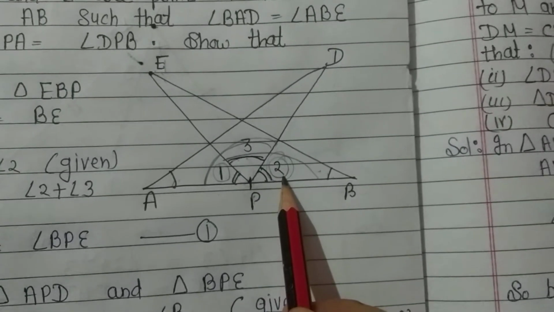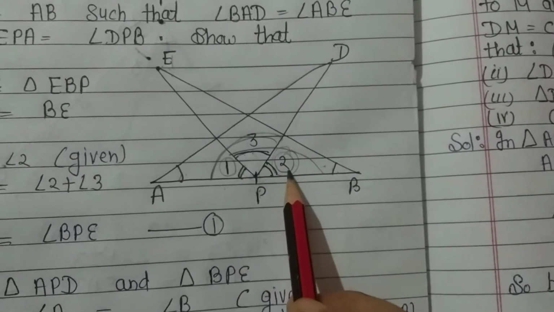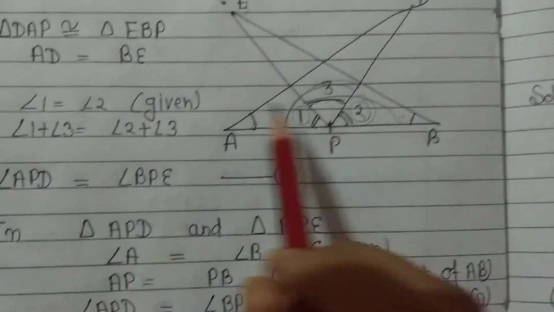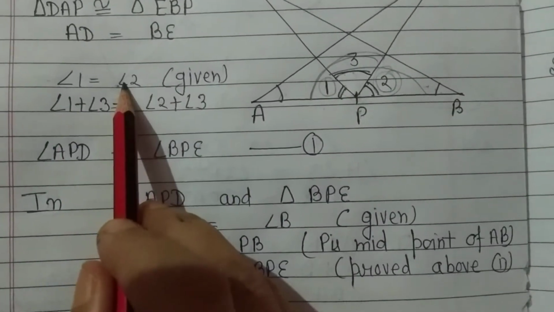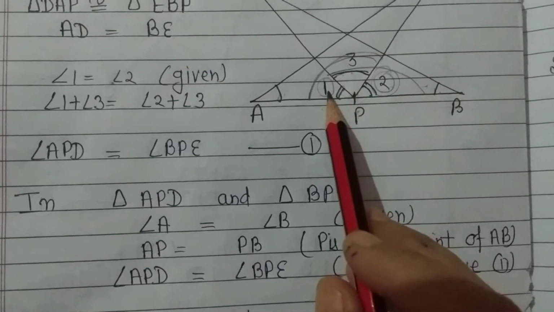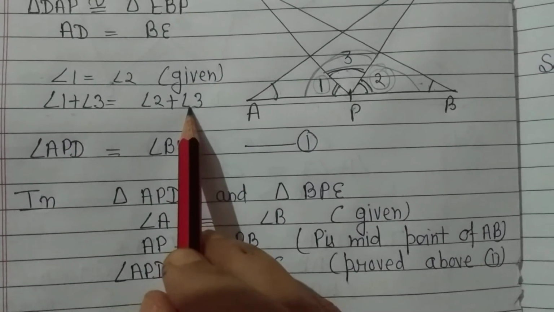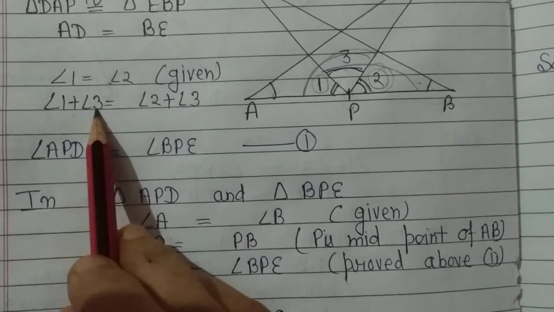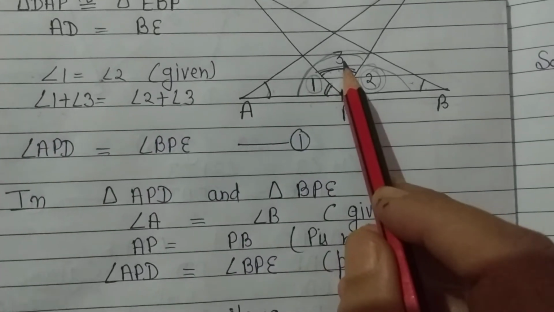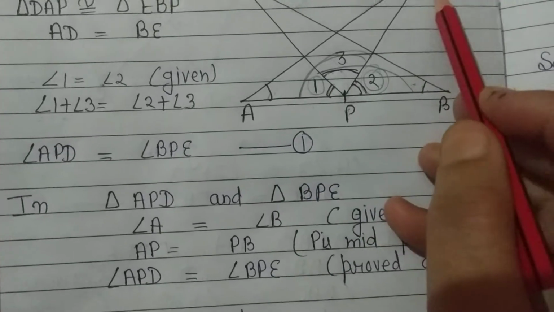So as we have done in question number 6, the same procedure we will follow here. Angle 1 is equal to angle 2, it is already given. I will add angle 3 on both sides. So angle 1 plus angle 3, angle 1 plus angle 3, it will be angle APD.